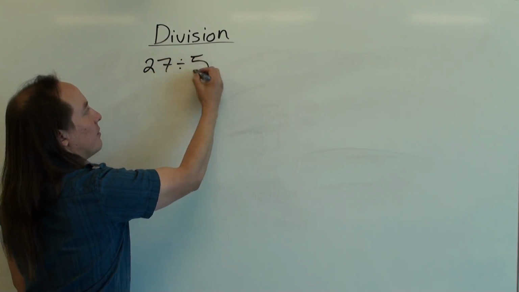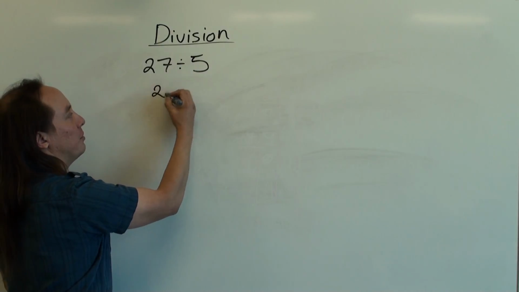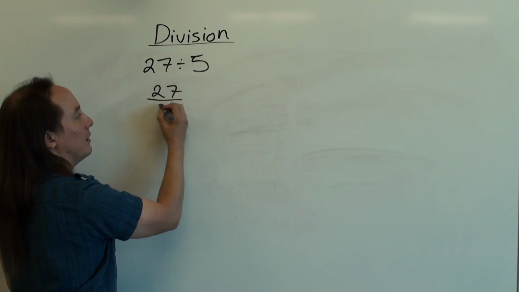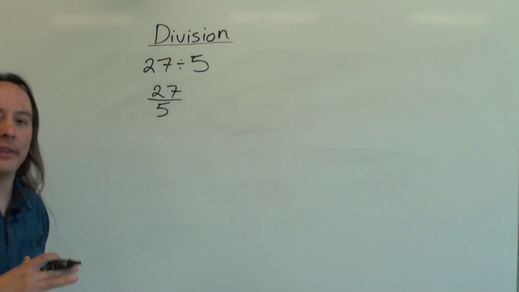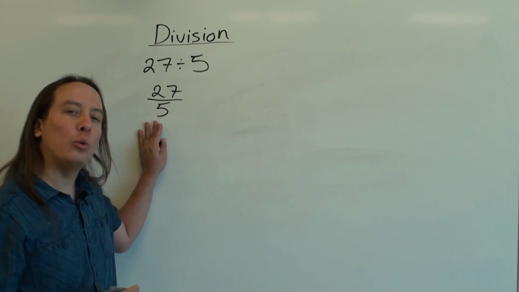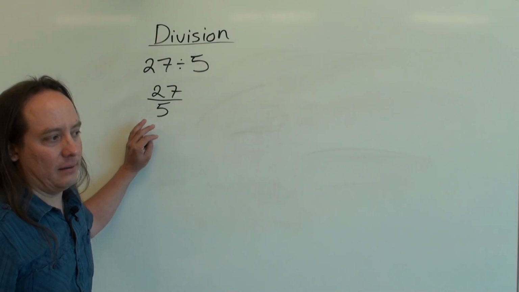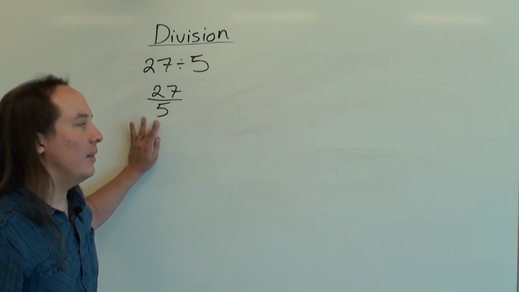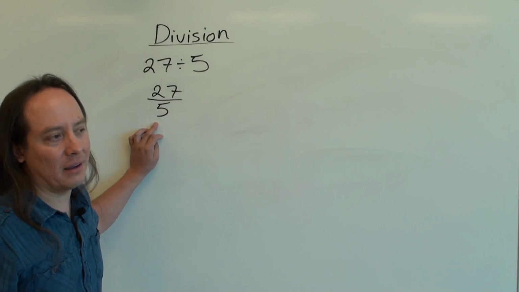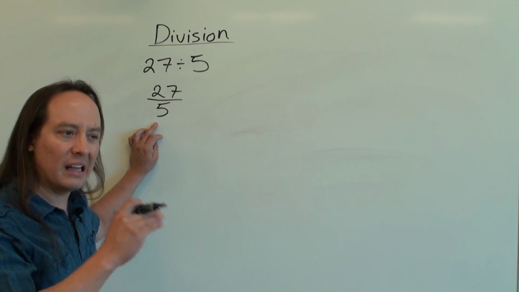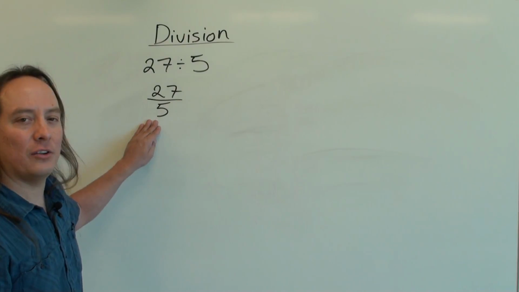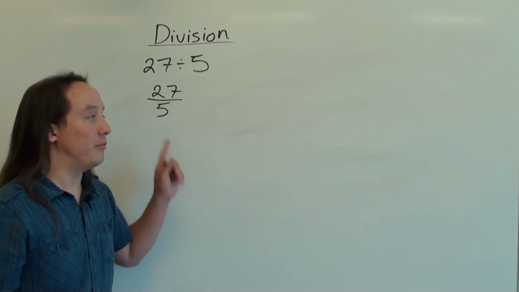27 divided by 5. Again, it can also be written in a fraction form, just so we start getting used to that. At your high school equivalency level, like GED or something like that, this is probably more common because in algebra, the first levels of algebra, they kind of want you to start thinking about division in fraction form.